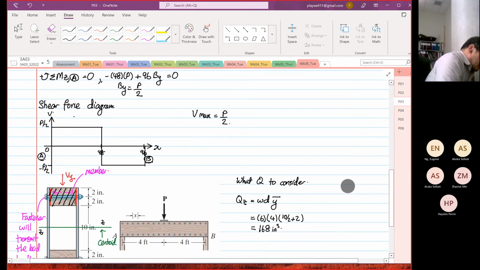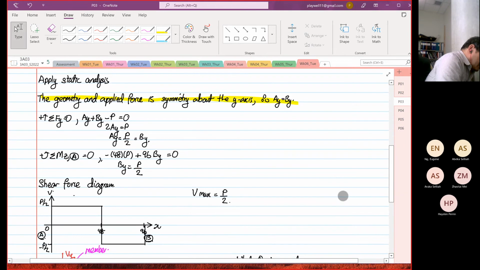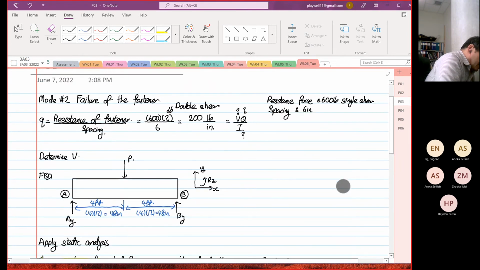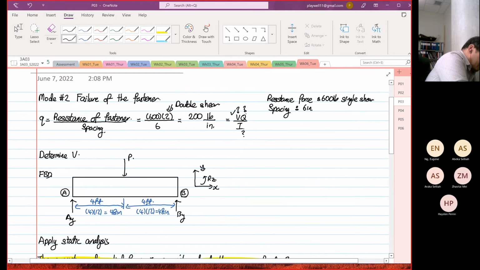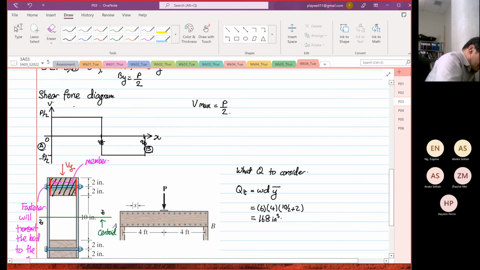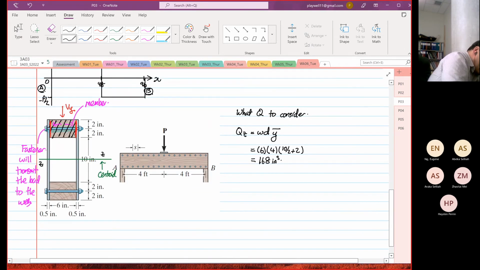Now, if we look at the formula, we have found our V, we have found our Q. Next, we have to determine our I. So I about ZZ is equal to twice IZZ of the flange plus twice IZZ of the web.